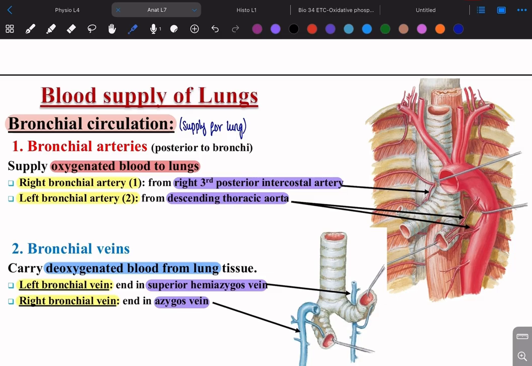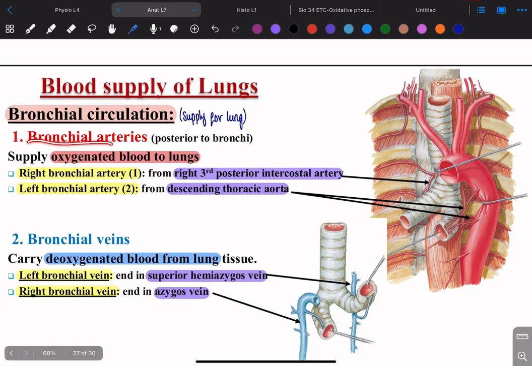So the bronchial circulation has bronchial arteries and bronchial veins. The bronchial arteries, because they're normal arteries, carry oxygenated blood to the lungs, and the bronchial veins carry deoxygenated blood from the lungs. For the arteries, we have a right bronchial artery and a left bronchial artery, because we have right and left lungs, so we have to have right and left for everything.